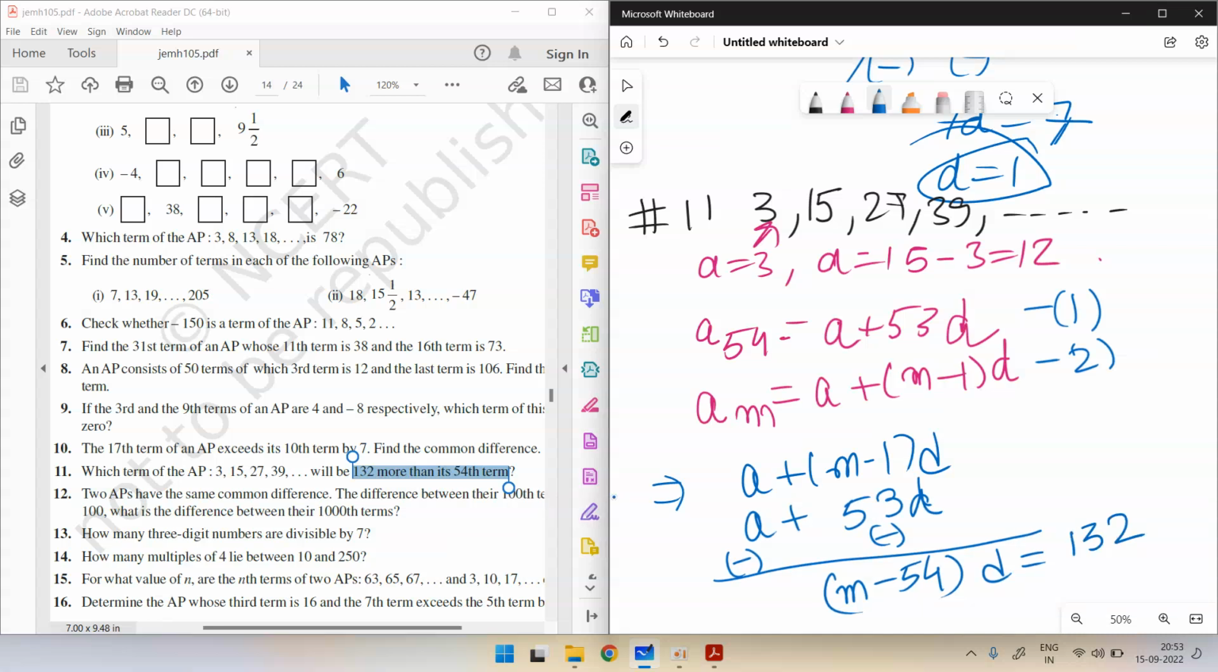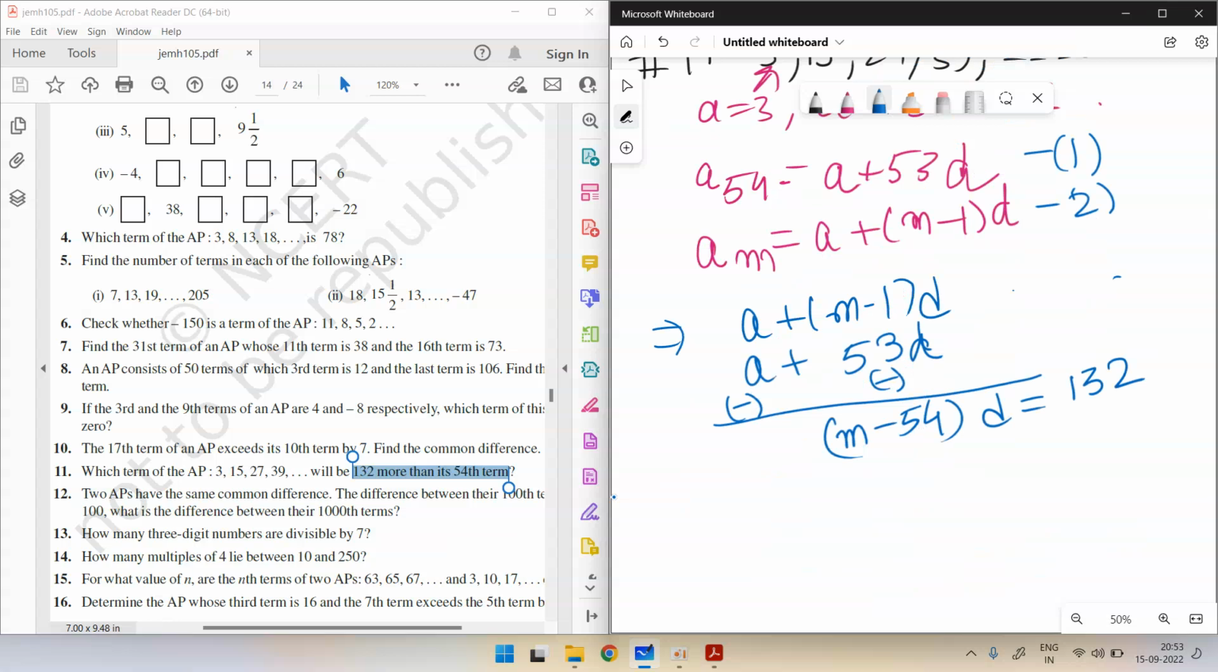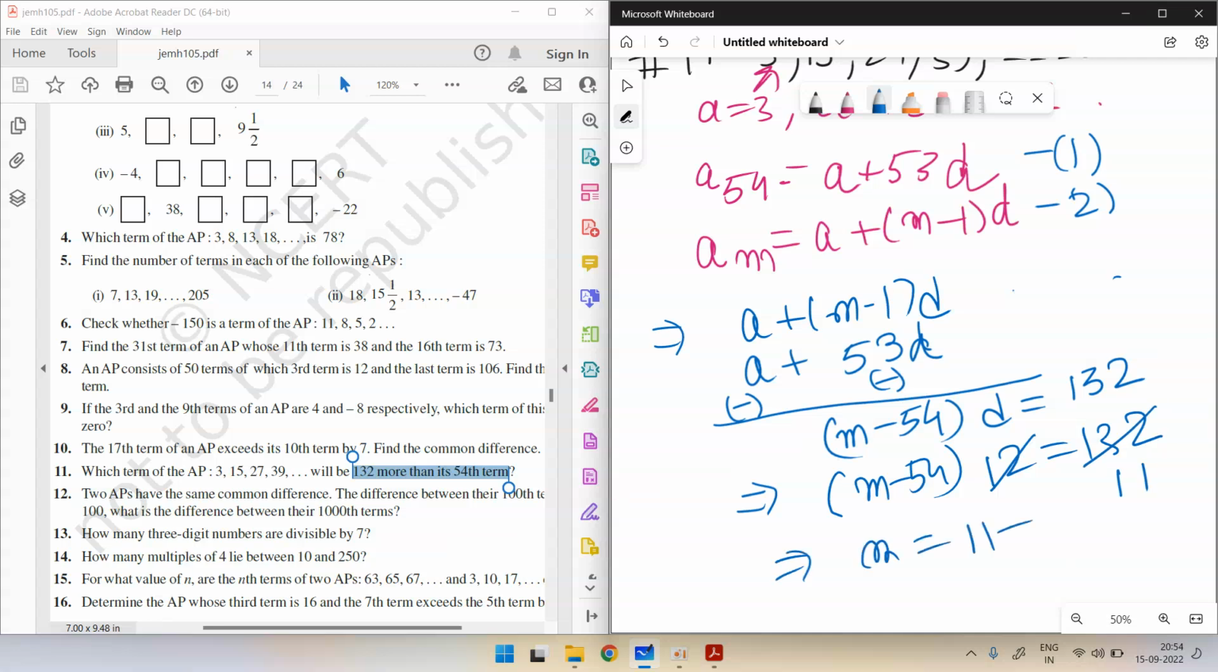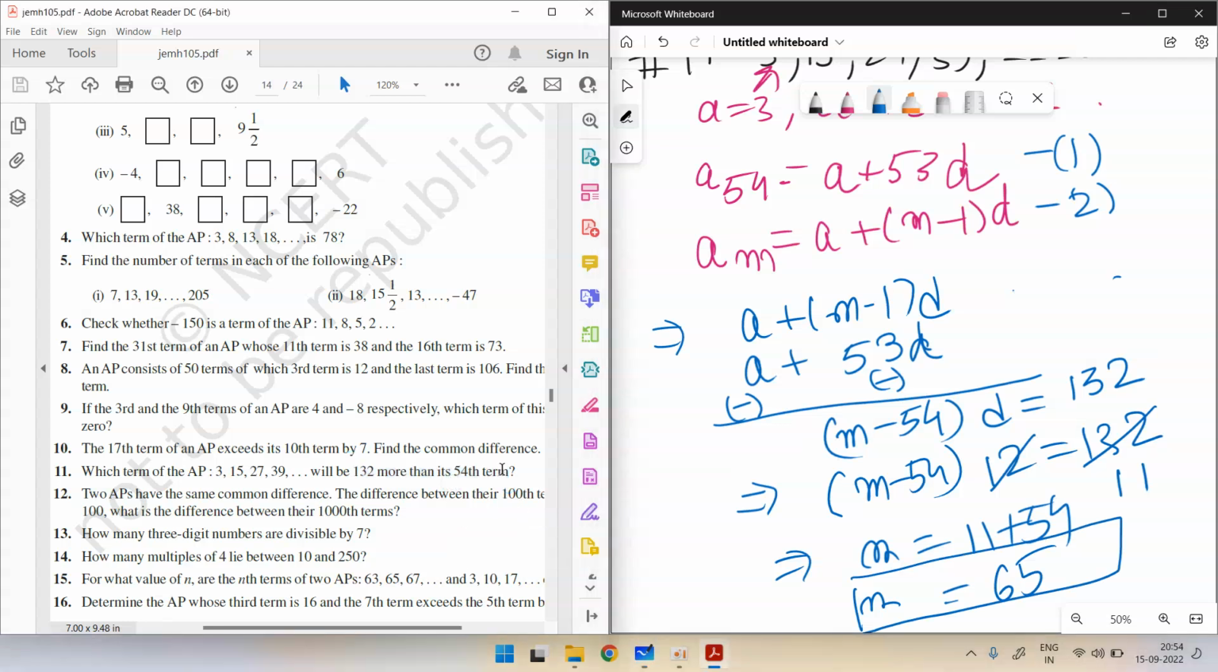If I then substitute the value of d as 12, we get (m minus 54) times 12 equal to 132. The 12 and 12 cancel, giving 11. Which implies the value of m is 11 plus 54, which is 65. The value of m is 65, which is the answer. So the 65th term is greater than the 54th term by 132.